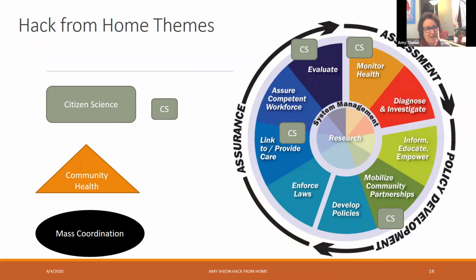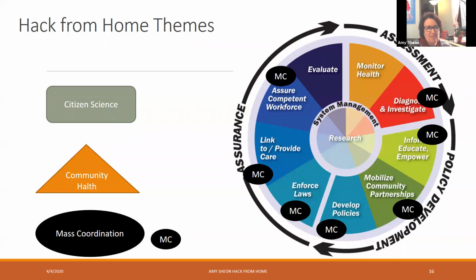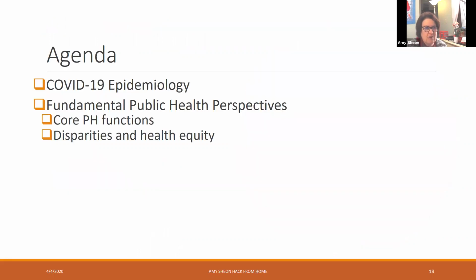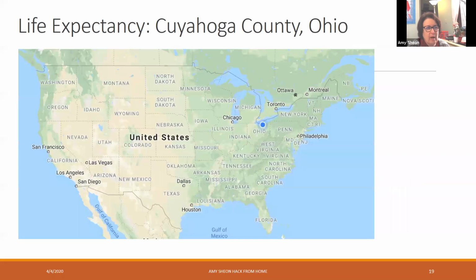Now, what I did was look at the different hack from home themes and map them out onto these different public health functions and strategies. I went through all of the different ideas and was pleased to see that they pretty much covered the entire range of public health functions. Hopefully you'll keep those in mind as you're developing your solutions, understanding where they fit into the big picture. Now I'm going to move through some other key fundamental public health approaches.